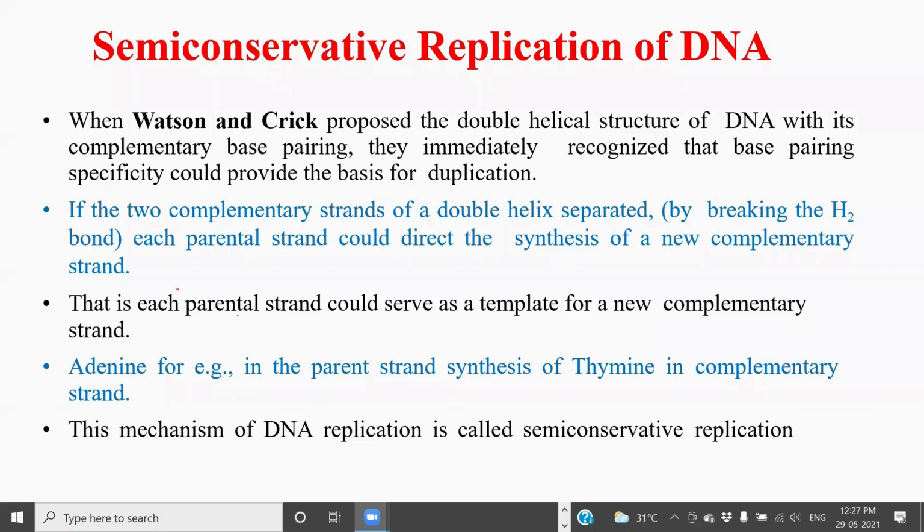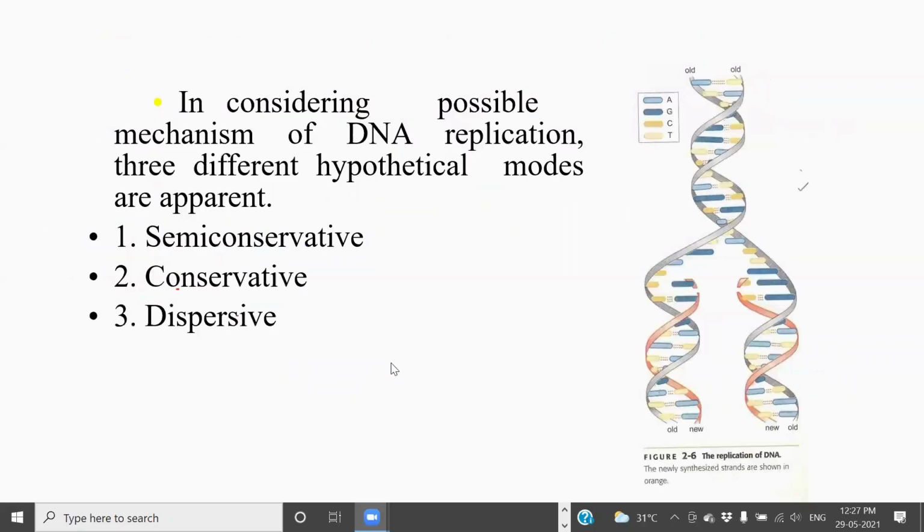But it might take place by the semi-conservative mode, so that the two complementary strands of the DNA separate by breaking the hydrogen bonds, and each parental strand serves for the synthesis of the new strand. This is the semi-conservative mode of replication.